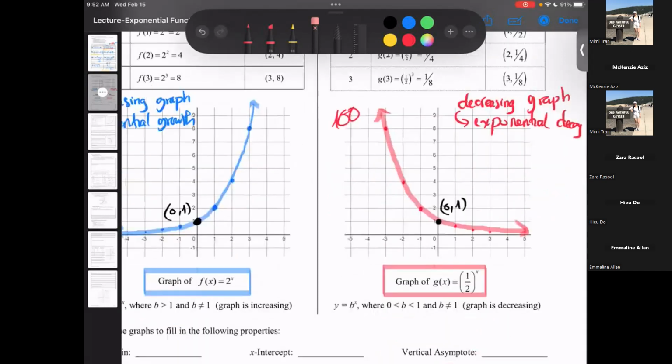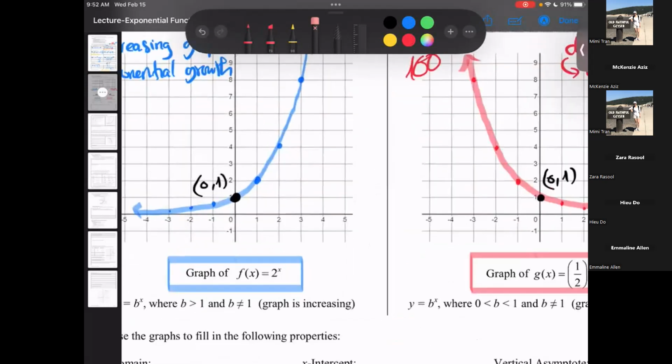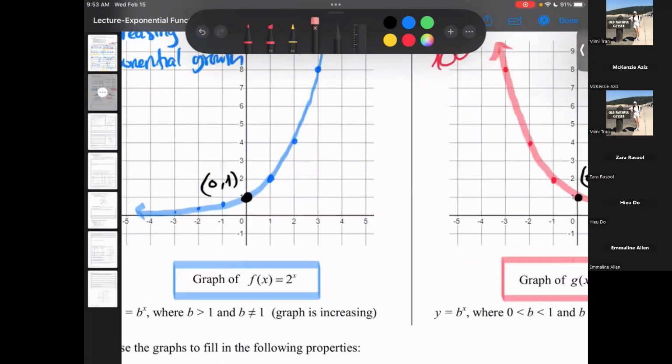So remember, when b is bigger than 1, your base bigger than 1, you have an increasing graph, exponential growth. When b is between 0 and 1, you have exponential decay, a decreasing graph. And they always go through 0, 1, at least for the basic graph, the parent graph. Of course, later you're going to shift left, shift right, shift up, shift down, flip it left and right. Then it changes, but you always start out with 0, 1, and then you go from there.